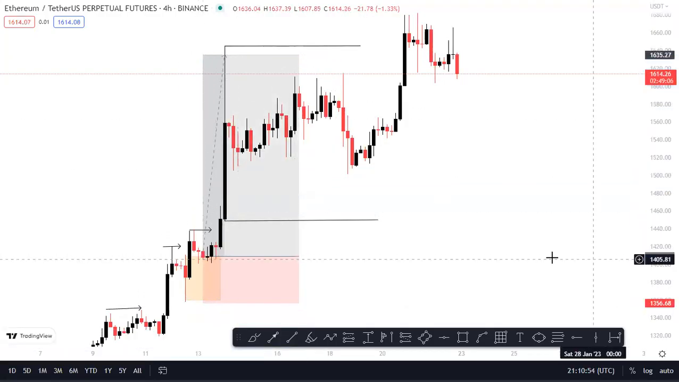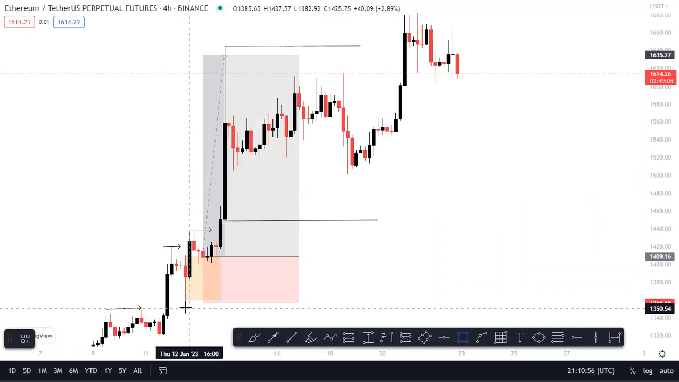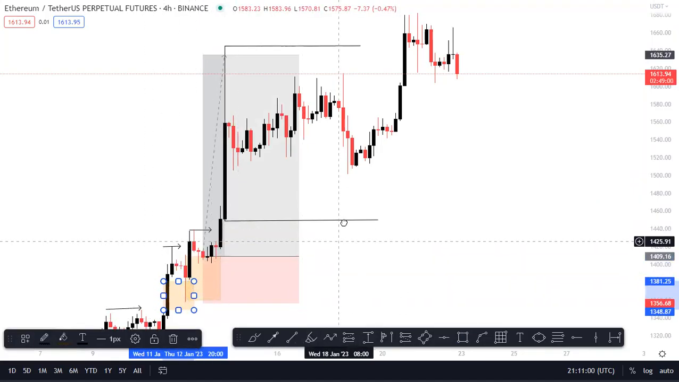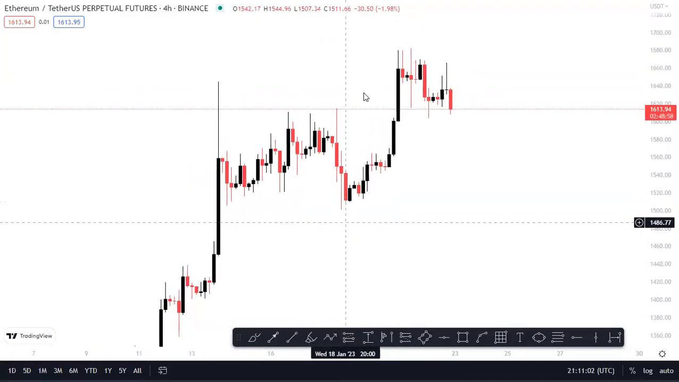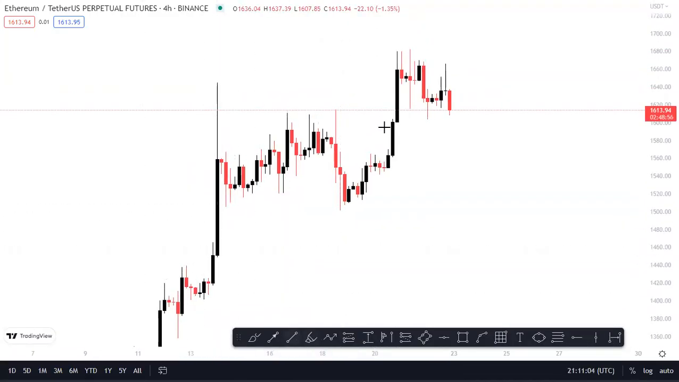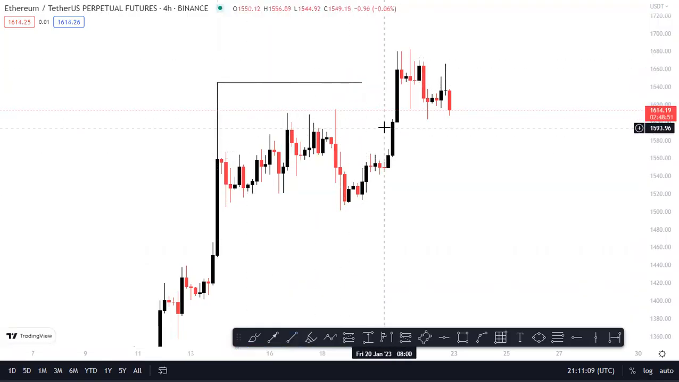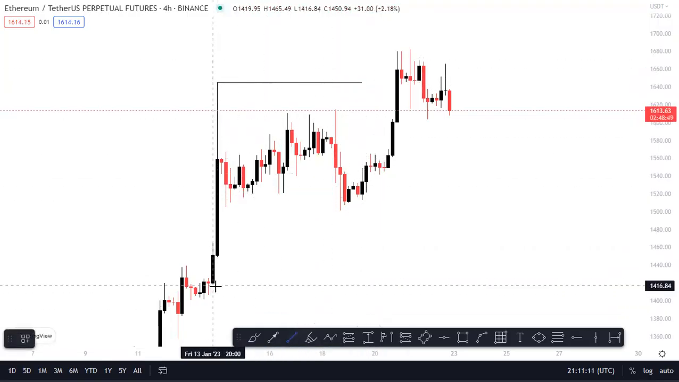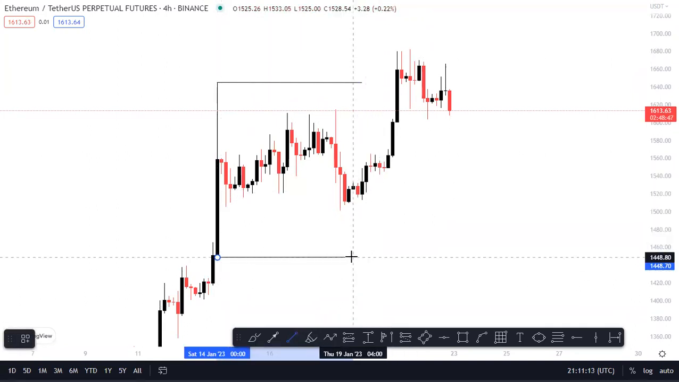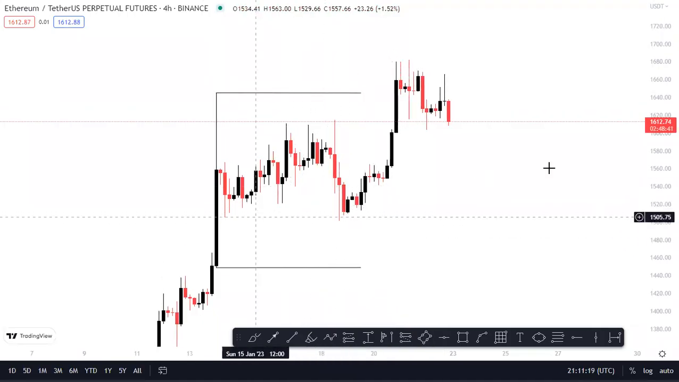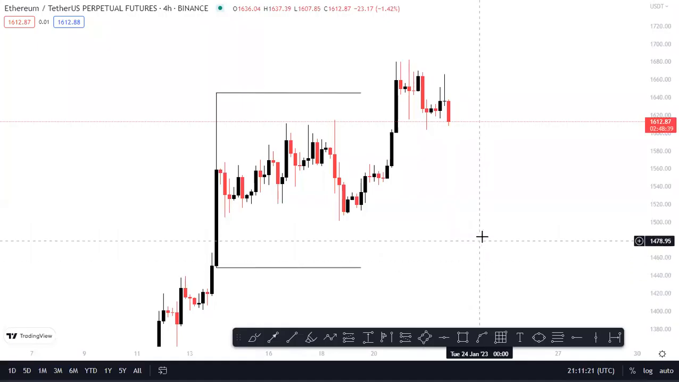Price mitigated at an FVG. Then from the FVG, price started moving like that, but I'm not concerned about those movements. I'm looking at the ones inside this range, that is what I'm going to be focused on. So here now you can't see anything clear.